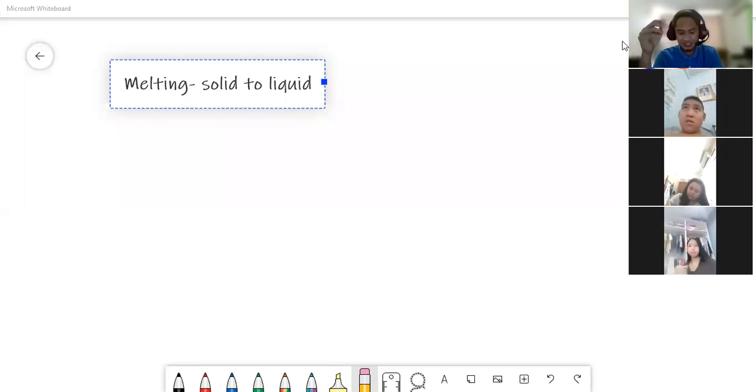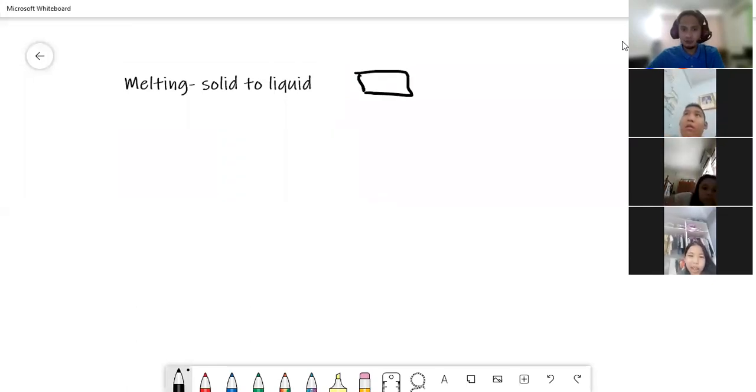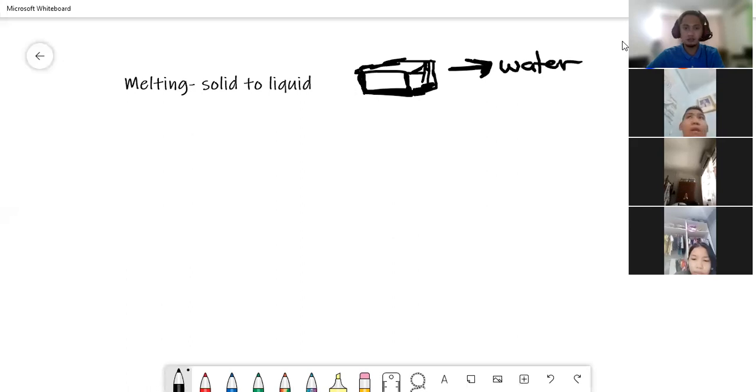Page 45, changes in states of water. For example, we have melting. Melting is from solid to liquid. If you want me to draw, it's like the ice cube here. This is an ice cube. This is my best drawing ever. The ice cube turns into water. So from solid to liquid.